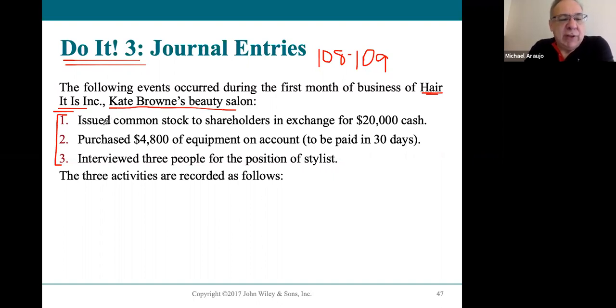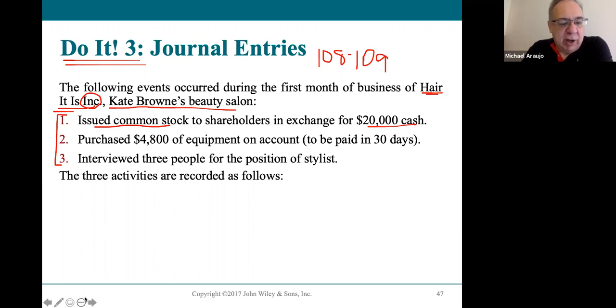Okay, so the first thing, again, this is a corporation incorporated. So corporations start by stockholders or the owners putting cash in, and they get shares of common stock. That's how corporations start across the board. So we definitely know that cash and common stock are affected by $20,000.